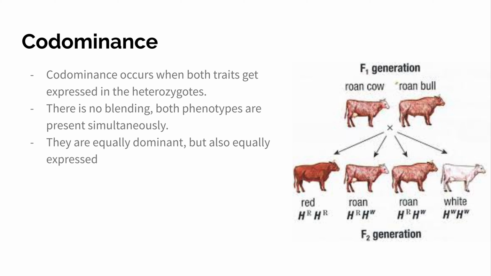A good example of this is often in herd animals. So cows and bulls can come in red or they can come in white in some breeds. If you breed a red bull and a white cow together, you don't end up with pink cows. You end up with roan cows. And roan just means red and white. They have a mixed hair color, but individual hair fibers are either completely white or completely red. Both phenotypes are getting expressed equally. They're equally dominant, but they're also equally expressed.